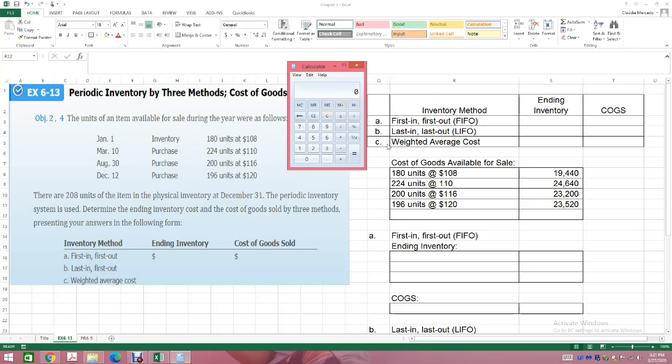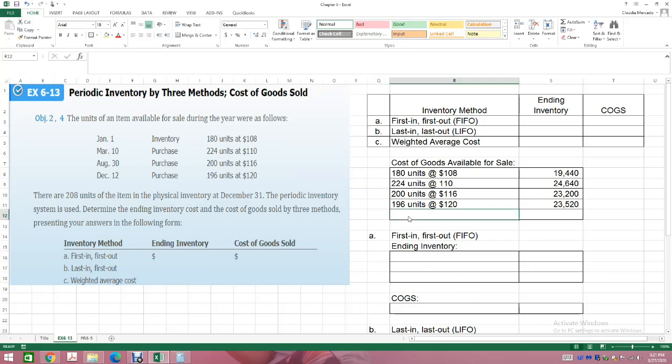Well, I started off with 180, then I bought 224, then I bought 200, then I bought 196. So I had a total of 800 units. Okay, how much did I pay for those 800 units?